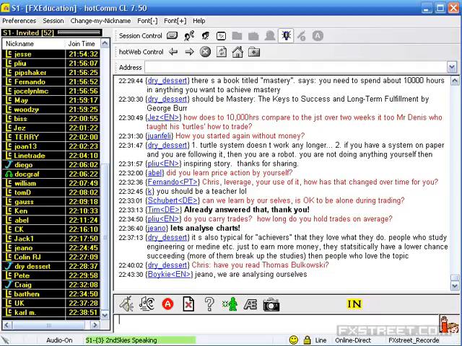Okay, last two comments, and then we're going to take a look at sterling. Try does it. It says, it's also typical for achievers that they love what they do. People who study engineering or medicine just to earn more money statistically have a lower chance of succeeding. More of them break up their studies than people who love the topic. You know what? That's absolutely true.